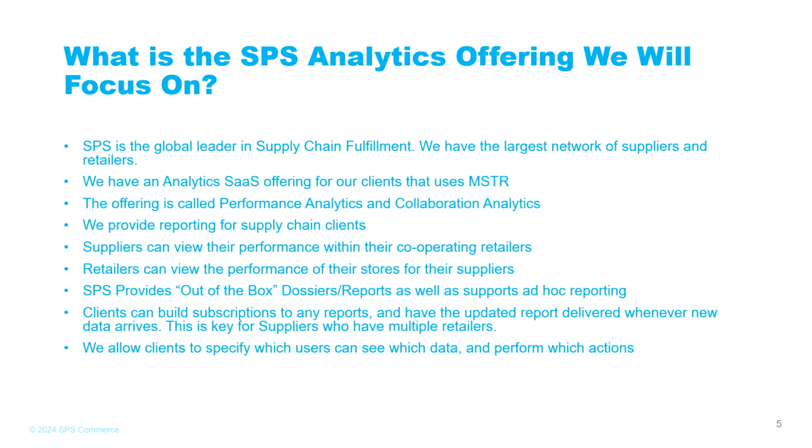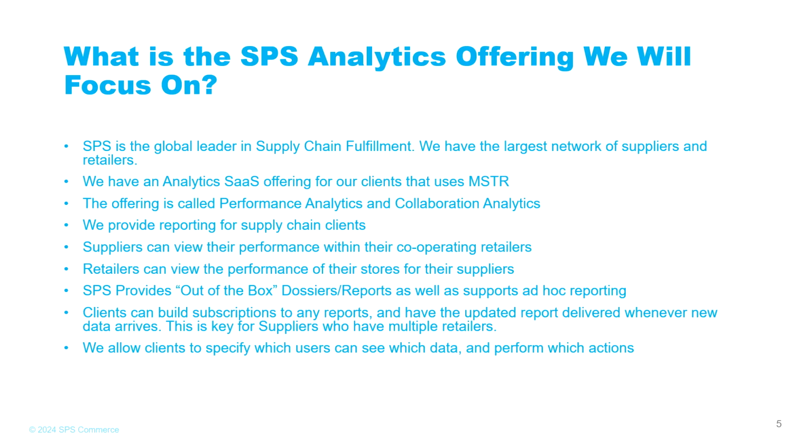First of all, SPS Commerce, we are the global leader in supply chain fulfillment. Pretty much everything that you order through Amazon will come through us. We have the largest network of suppliers and retailers in the world. We have an analytics SaaS offering that uses MicroStrategy, as we are an OEM partner. So we skin MicroStrategy and sell it to our clients. The offerings that we're going to be talking about today are performance analytics, which is for the suppliers, and collaboration analytics, which is for the retailers.